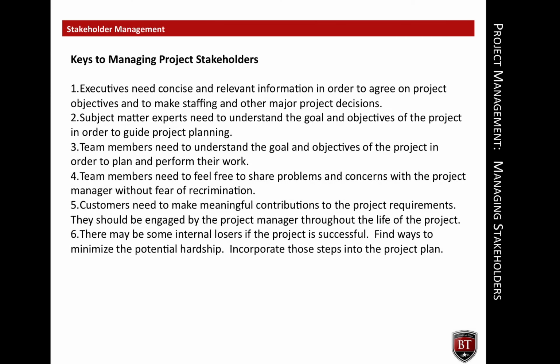There are 6 keys to managing project stakeholders. 1. Executives need concise and relevant information in order to agree on project objectives and to make staffing and other major project decisions. 2. Subject matter experts need to understand the goal and objectives of the project in order to guide project planning. 3. Team members need to understand the goal and objectives of the project in order to plan and perform their work. 4. Team members need to feel free to share problems and concerns with the project manager without fear of recrimination. 5.